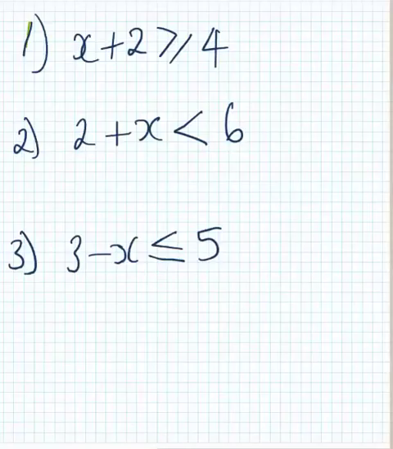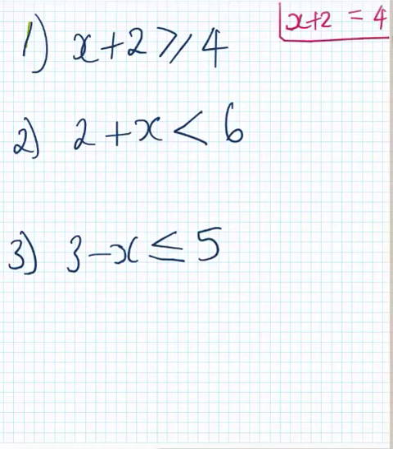So let's try a few questions now. Just remember that whenever you divide or multiply by a negative value, you have to switch the sign, and that's it. So let's start with the first one. If this is still confusing you, remember, it's the same as having x plus 2 equals 4 when it comes to solving and working out. If you can solve this, you do the exact same thing as you would do here.